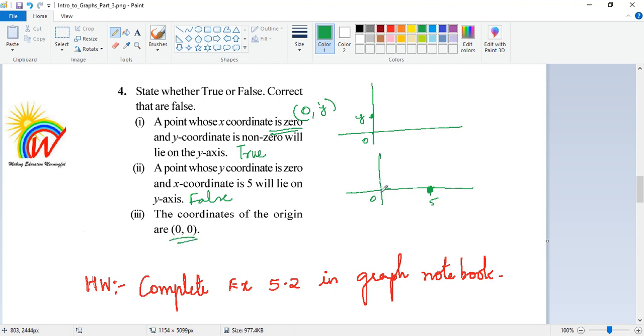This point is what is called the origin, where the x-axis and y-axis meet. This point is 0 comma 0: 0 on the x-axis, 0 on the y-axis. So that's true. So complete this exercise also in your graph notebook.